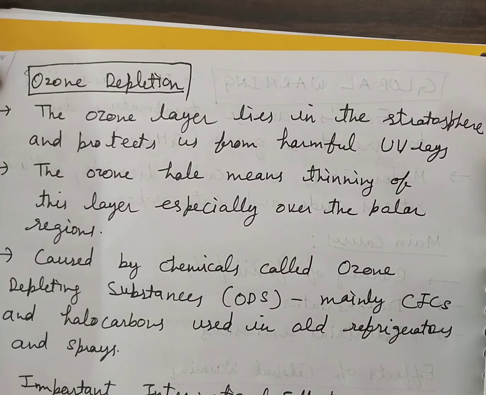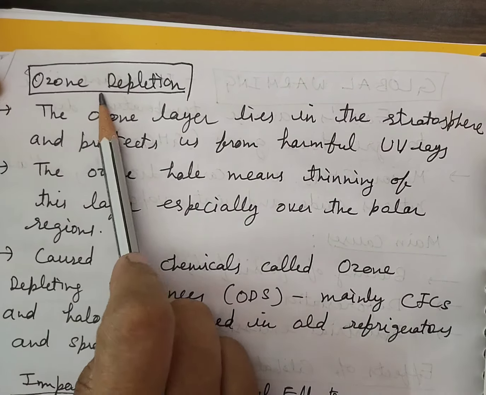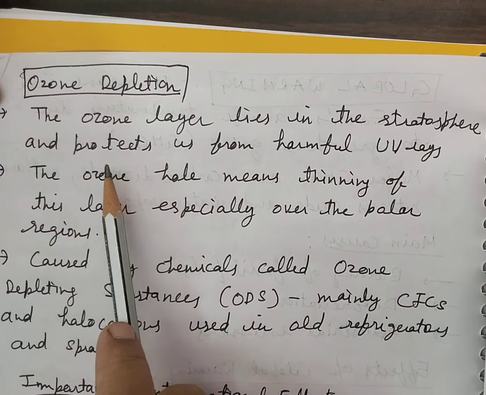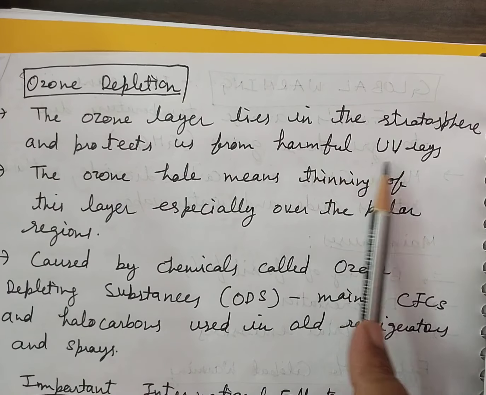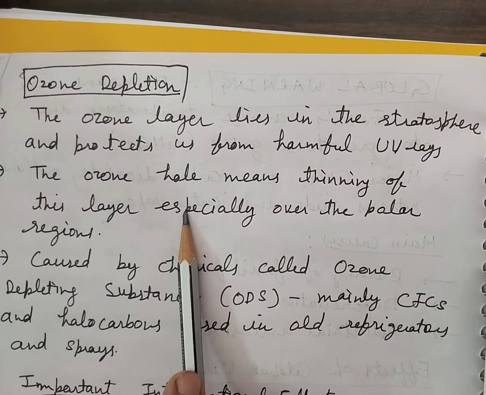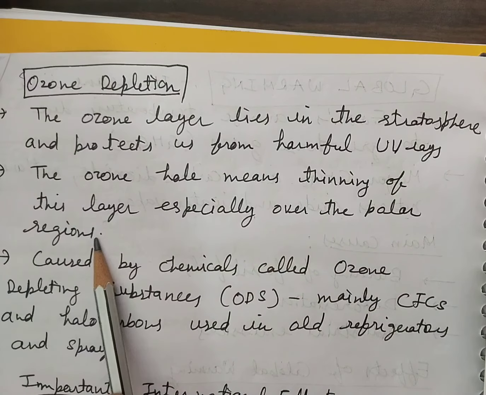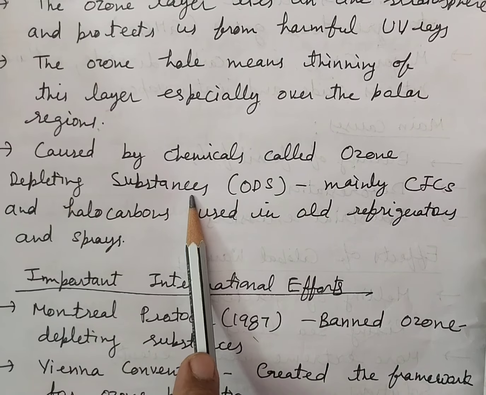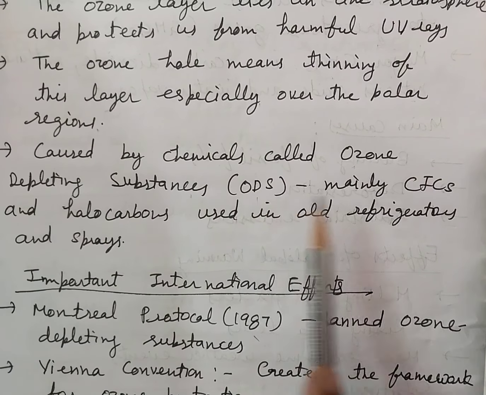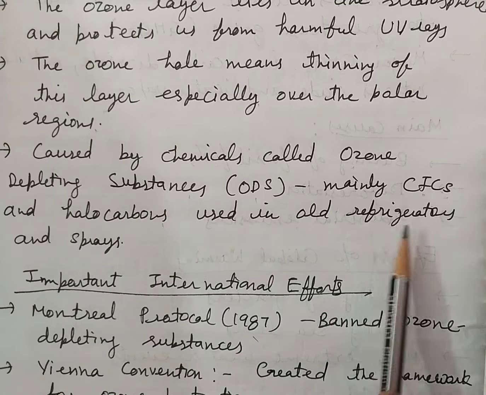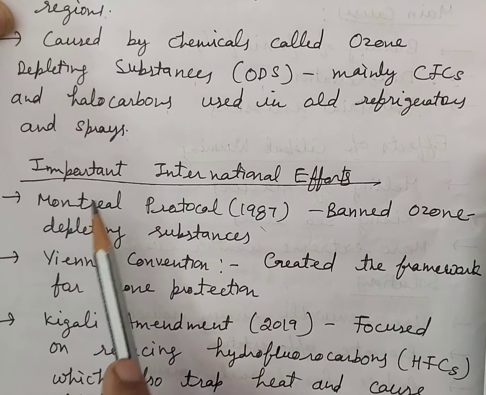Now coming to the next topic, that is ozone depletion. The ozone layer lies in the stratosphere and protects us from harmful UV rays. The ozone hole means thinning of this layer, especially over the polar regions, caused by chemicals called ozone depleting substances, that is ODS, mainly CFCs and hydrocarbons used in old refrigerators and sprays.